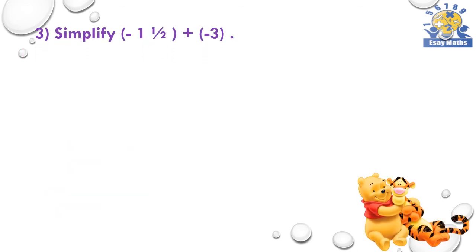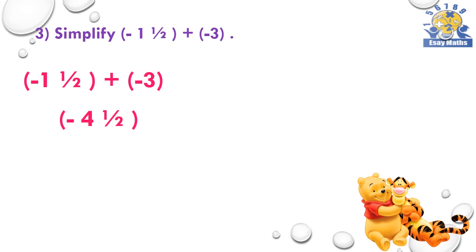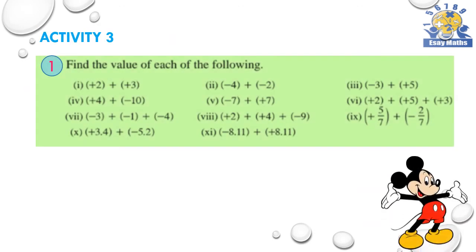Question number 3. Simplify the addition of negative 3 to negative 1.5. Negative 1.5 and negative 3. Both directed numbers have the same sign, so we can do the addition. 3 plus 1 is 4, and there is a half. So the final answer is negative 4.5. Do the activity number 3.